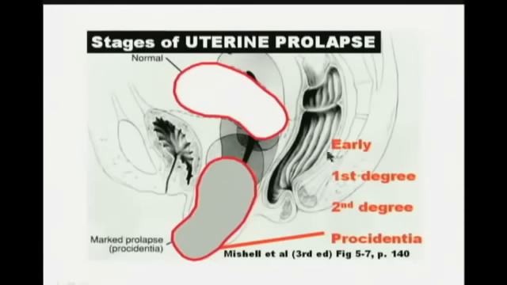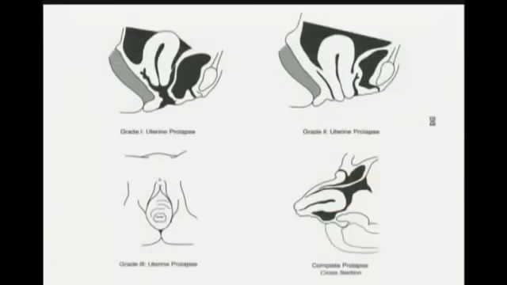So we have early, 1st degree, 2nd degree, 3rd degree prolapse. When it is almost out of the body, the uterus is called procidentia, marked prolapse. This is the introitus. Here you can see is where the cervix is. Now, the cervix should be at about this level. So this is early uterine prolapse, but the cervix has not come to the vaginal opening. Here we have grade 2, and you can see that the cervix is now at the vaginal opening.